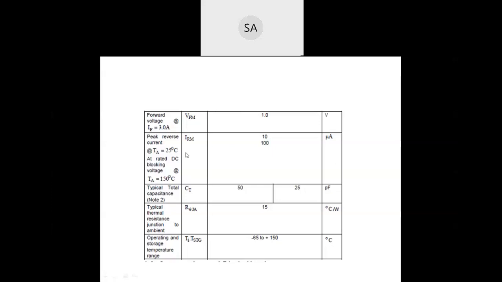And this peak reverse current at temperature 25 degrees centigrade, at rated DC blocking voltage, at TA 150 degrees centigrade, is equal to 10 and 100 microamperes. At temperature 25 degrees centigrade it is 10 microamperes, and at temperature 150 degrees centigrade it is 100 microamperes. But in the 400X series it is 5 microamperes and 50 microamperes. So it is double compared to that one. And typical total capacitance is 50 picofarads and 25 picofarads. It is also increased in this one.